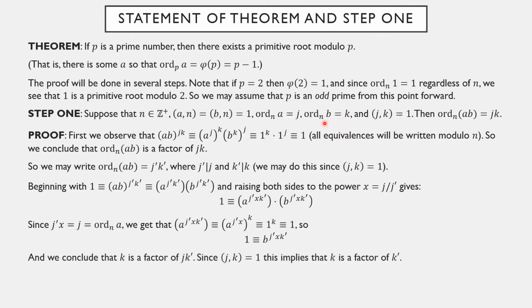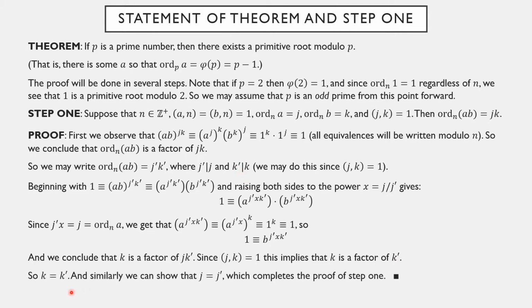K was what we were calling the order of b. Since this is a power of b equivalent to 1, and k is the order, k must be a factor of j prime times k prime, but remember that j prime times x is just j. J and k are relatively prime, so if k is a factor of j k prime, k is a factor of k prime. But remember, k prime was also a factor of k. Therefore, k and k prime are equal.